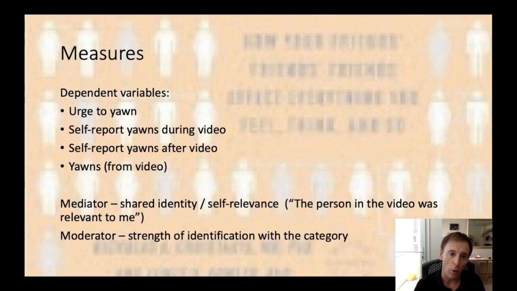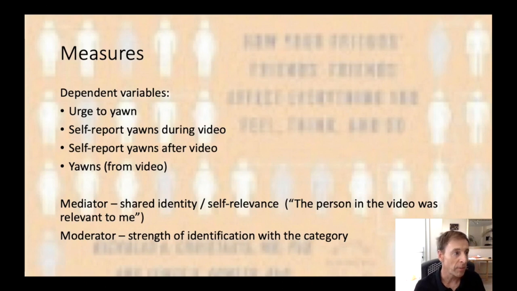Okay. We also took a moderator measure. So a moderator measure is something which increases the effect of the predictor and the mediator on the outcome. So here it was the extent to which the category here, gender, being male or female, is important to you. So the more important the category is to you, the more likely we think you are to be influenced by seeing someone in that category exhibiting that behaviour.